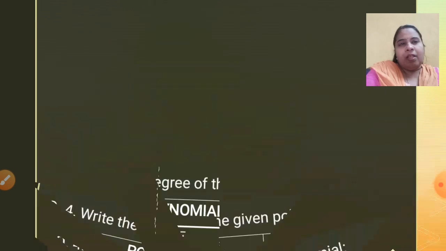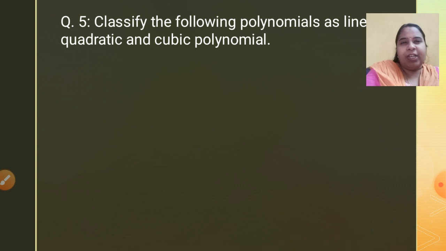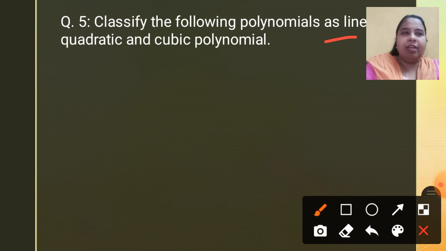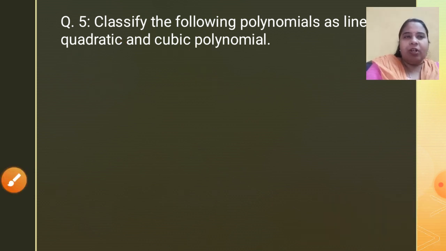Okay. Now the next question. It is also easy. It's based on classifying the following polynomials as linear, quadratic and cubic. Before I show this, I will quickly revise. Linear means the degree should be 1. Quadratic means the degree should be 2. And cubic means the degree should be 3. Okay, so now let's see this.